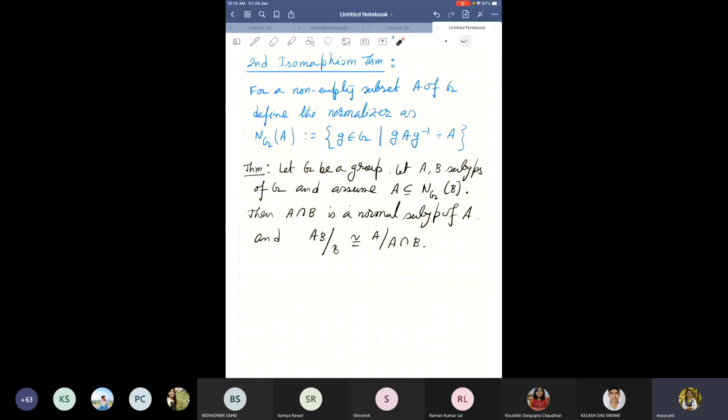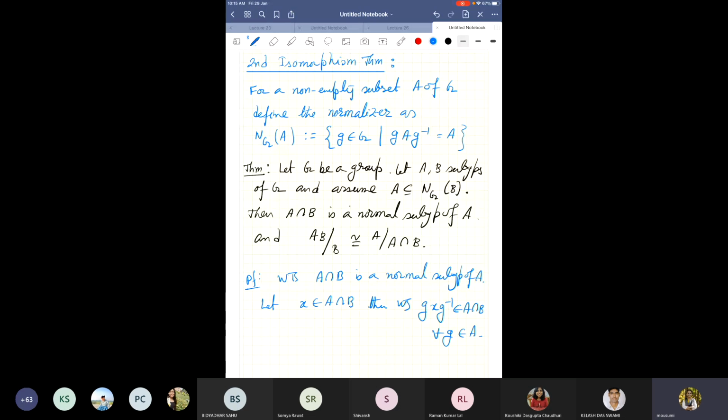Mainly we will be using the first isomorphism theorem to prove the isomorphism, but before that I need to prove that A intersection B is a normal subgroup of A. So let us first try to prove that A intersection B is a normal subgroup of A. To show this, let us start with any element x belongs to A intersection B. Then I would like to show that g x g inverse belongs to A intersection B for all g belongs to A, right? If I want to show that this is a normal subgroup, isn't it?